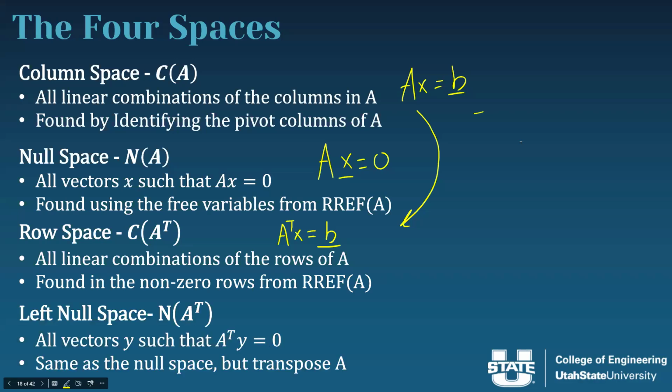And finally, we have the left null space, which is very similar to our regular null space, except it's our A transpose. So if we have A transpose times Y equals 0, any Y that makes that possible is in our left null space. Any questions about the definitions of them? Cool? Okay.